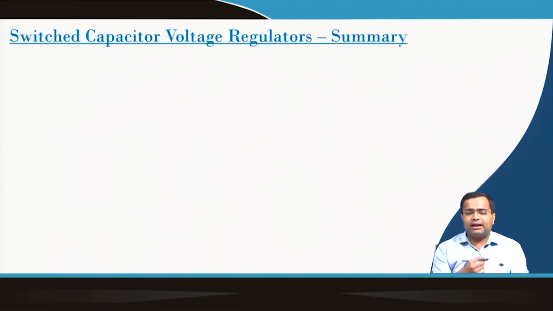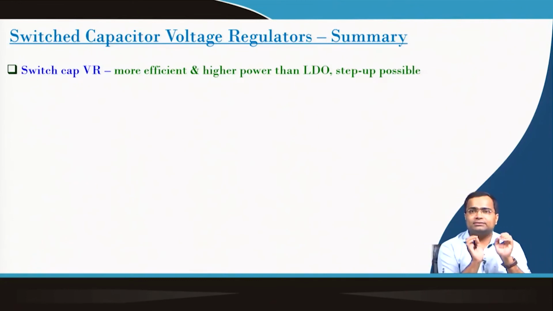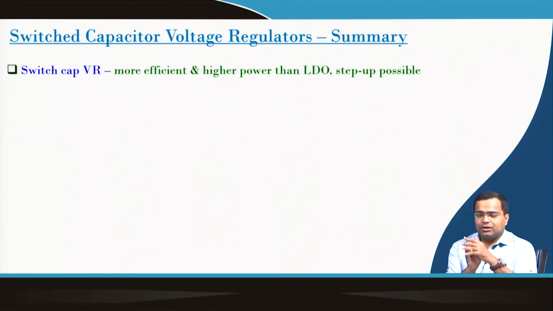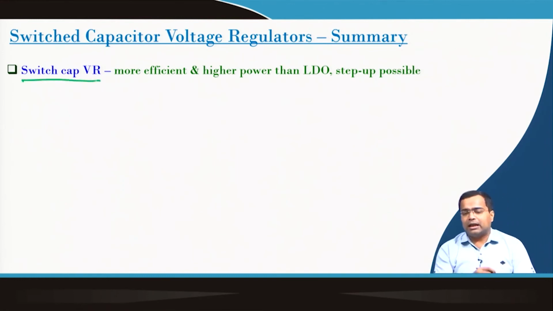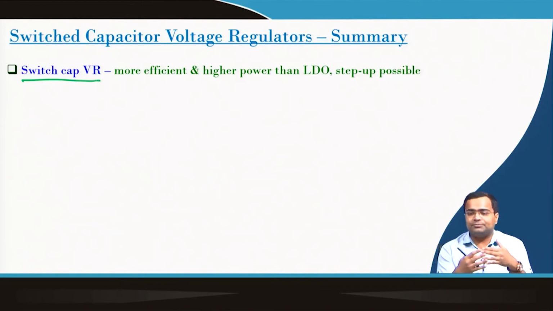So, if we summarize, we know about voltage regulator using resistive divider, and here we are using capacitive divider, and at the end we added a small inductance, which offers benefit in terms of regulation, which is better than the pure switch capacitor converter. So, switch cap voltage regulators are more efficient and can handle higher power than a linear dropout regulator, and here we can achieve step up voltage conversion also.